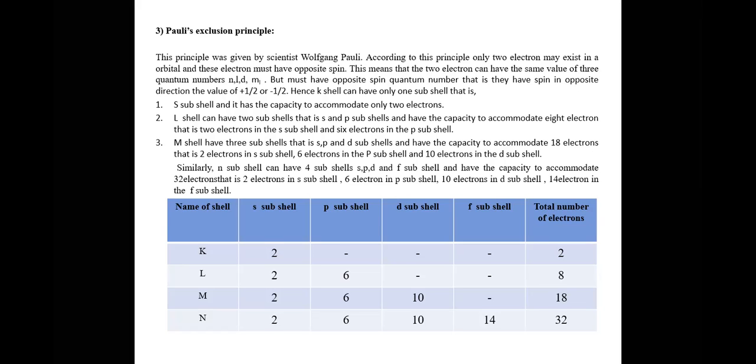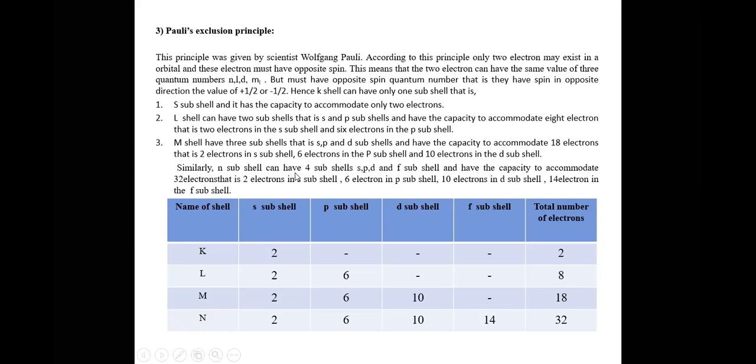2 electrons in the S subshell and 6 electrons in the P subshell. We know that P subshell has 3 orbitals, px, py and pz. Each orbital can have 2 electrons, so totally 6 electrons in the P subshell. And 10 electrons in the D subshell. We know that 5 orbitals are there in the D subshell and 5 orbitals can have 2 electrons each, so totally 10 electrons in the D subshell. So overall they can have 18 electrons in the M shell.